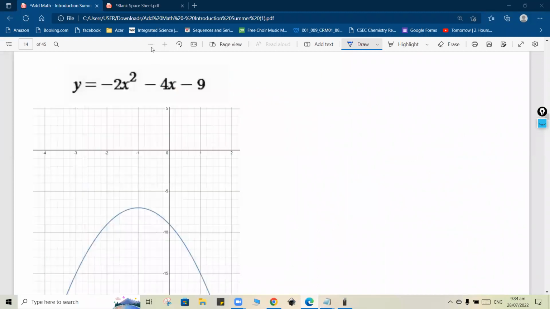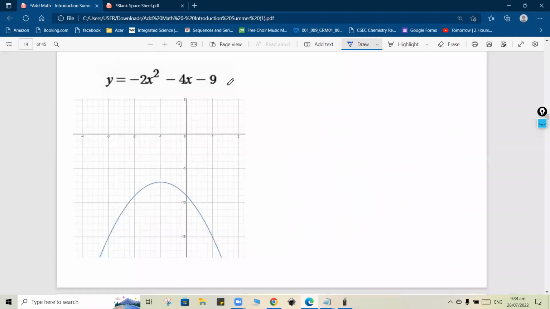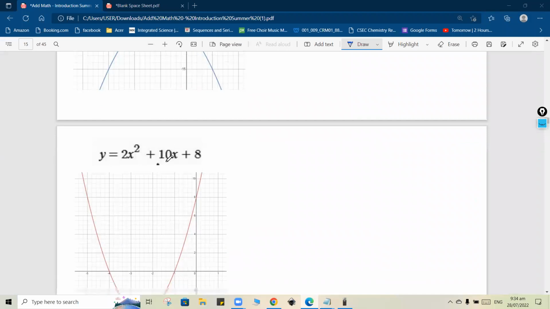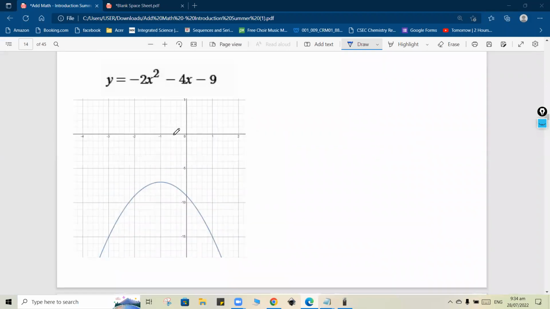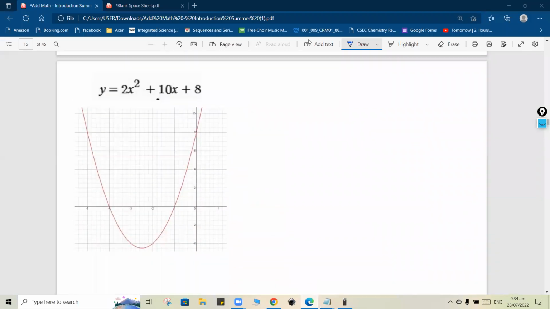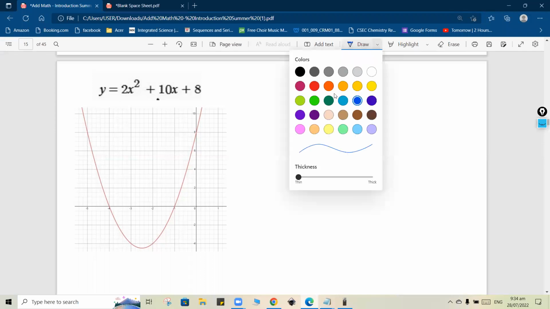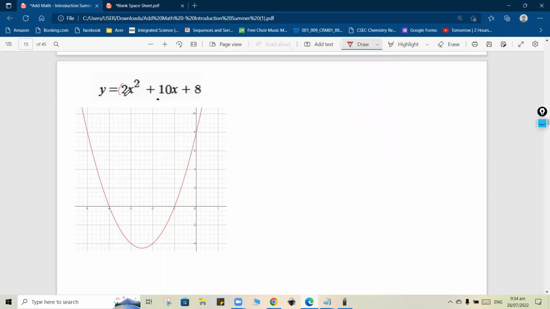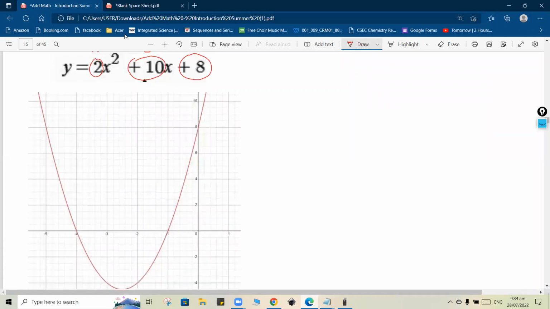All right, so here we have another graph, okay? Let's do this one. This one here is a harder question. So here we have another quadratic. Let's just quickly identify the A, the B, and the C values. So A is obviously 2, B is +10, and C is 8. I want everyone to quickly solve this quadratic.